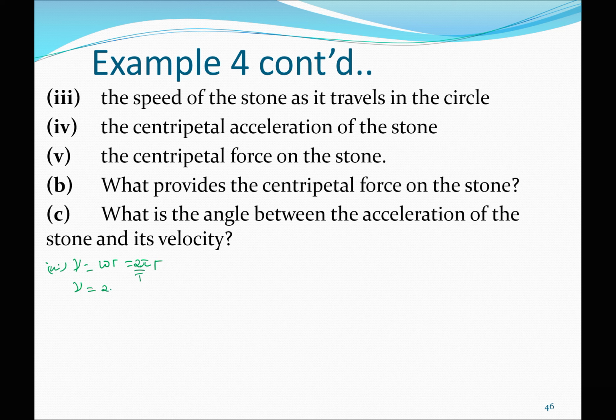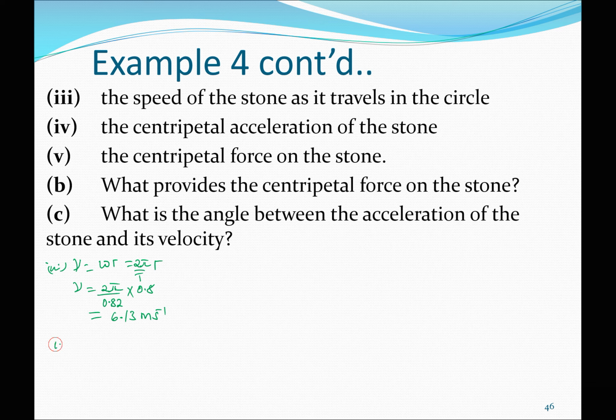So v is going to be 2 pi, the period was the time for one revolution, which is 0.82, and the radius is 80 centimeters, which is 0.8. So I'll just press my calculator: 2 pi times 0.8 divided by 0.82. So this is giving me 6.13 meters per second.